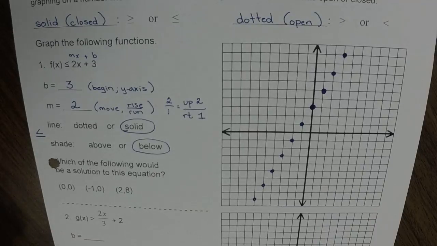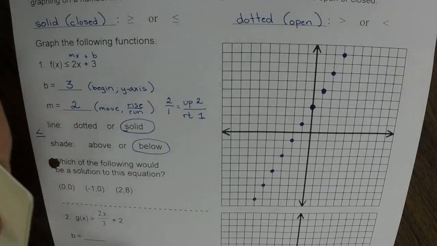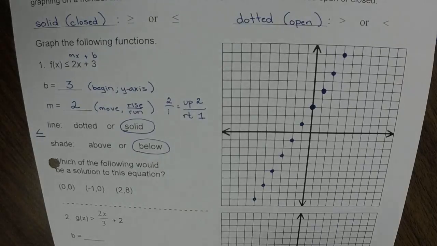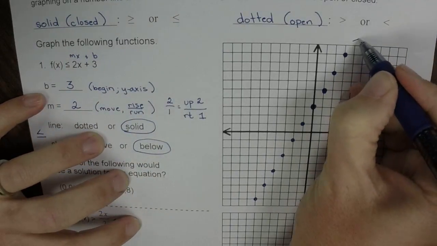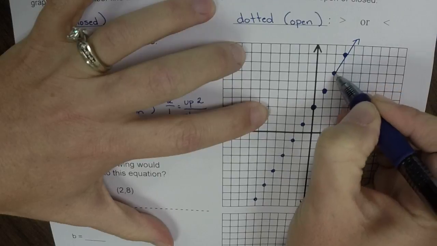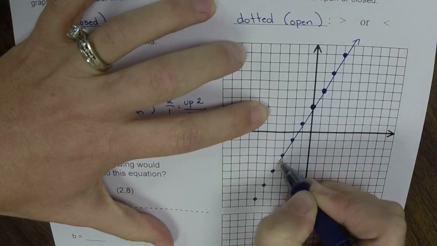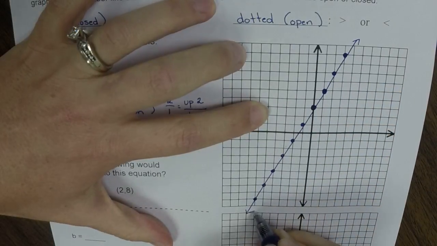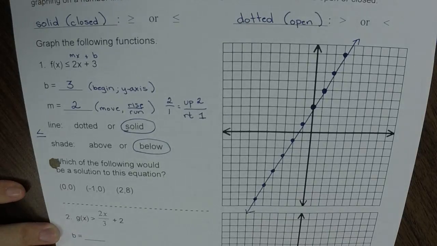Now, typically, I would tell you to get out your ID or your ruler and draw the line. If it's solid, it is pretty easy to do. If it's dotted, then you're going to want to change it up a little bit. I don't have a ruler with me, but it is a solid line, so I'm going to do it as straight as possible with my non-ruler. So there's my solid line.